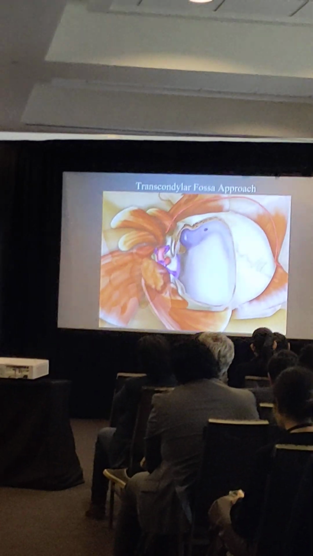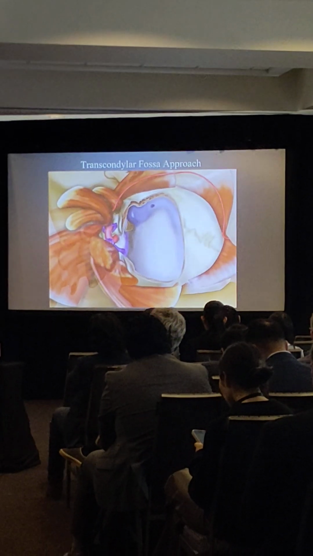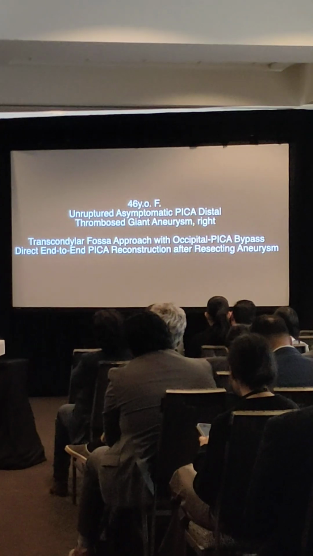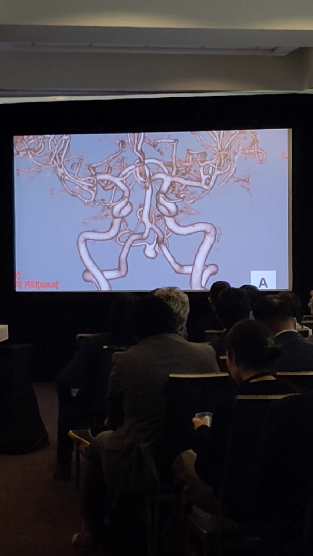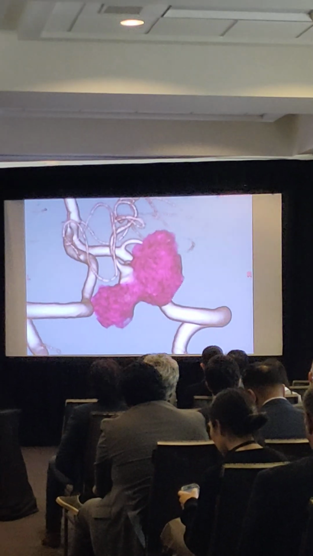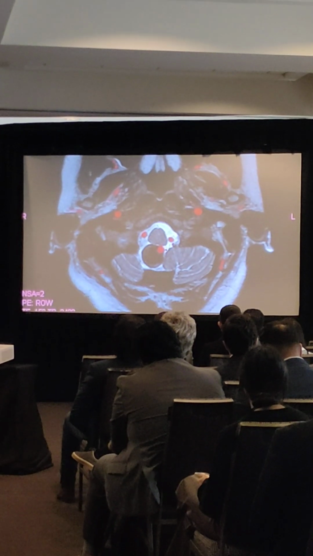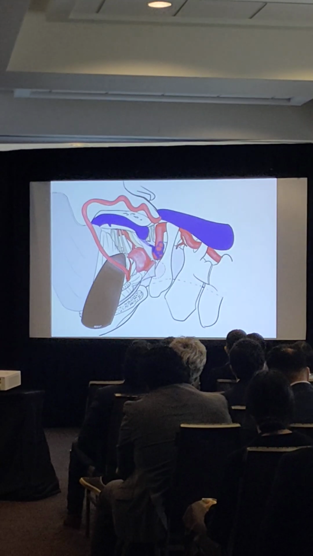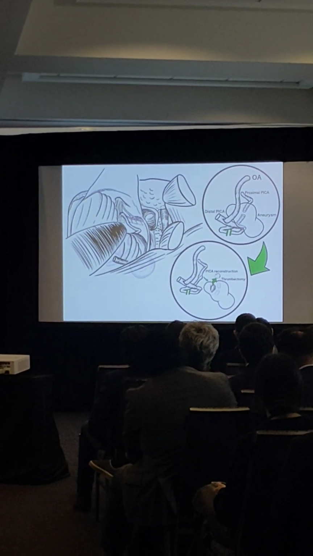Especially to do a transcondylar fossa approach, we need to understand this anatomy. This is a very important landmark. This is an actual case, a 46-year-old female with a thrombosed distal PICA aneurysm like this. The aneurysm is compressing the medulla oblongata and the cerebellum, a preoperative prediction by my young colleagues.